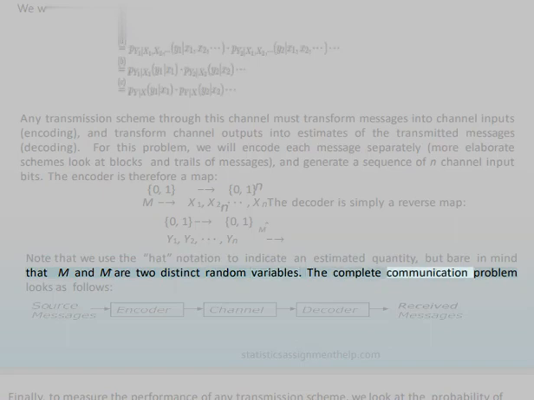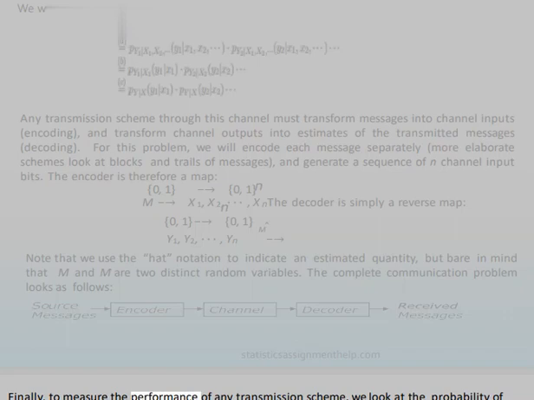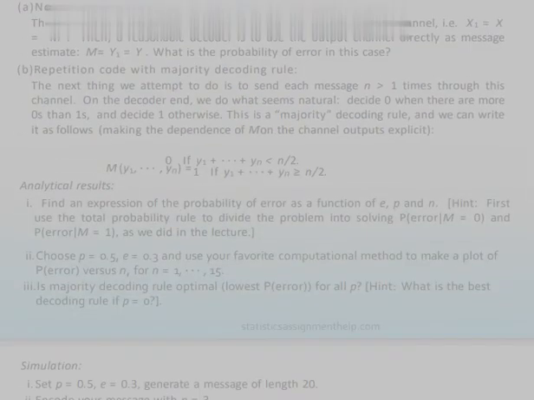The complete communication problem looks as follows. Finally, to measure the performance of any transmission scheme, we look at the probability of error, i.e. the event that the estimated message is different than the transmitted message. P(error) equals P(m hat not equal to m).